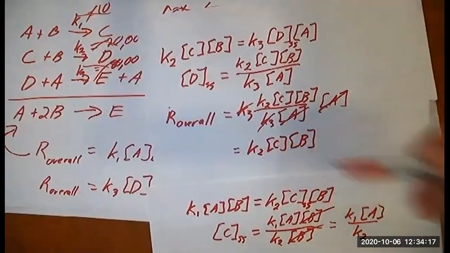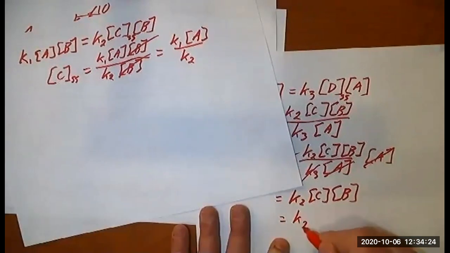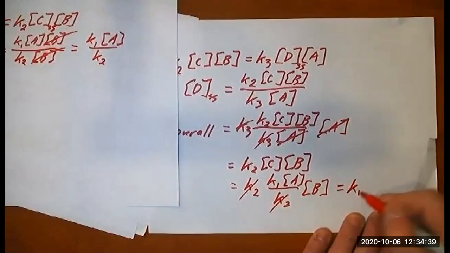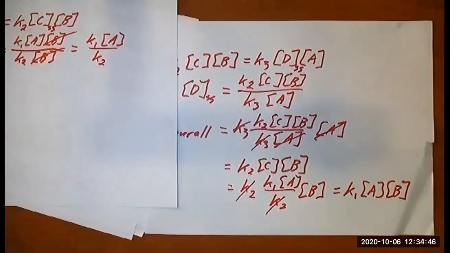All right, so now we go back to our overall rate and plug in for concentration of C. So we have now K2 times K1 concentration A over K2 times concentration B. K2's cancel, and we end up with K1 concentration A, concentration B. And now we have a rate law that is determined entirely in terms of reactants that we arrived at by using the steady state approximation. General idea making some sense?